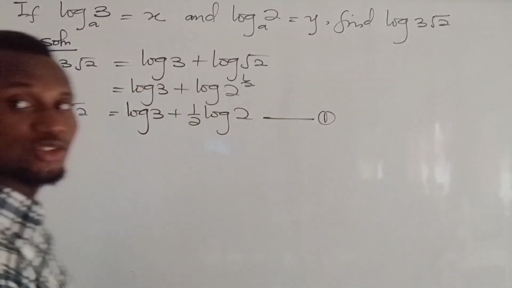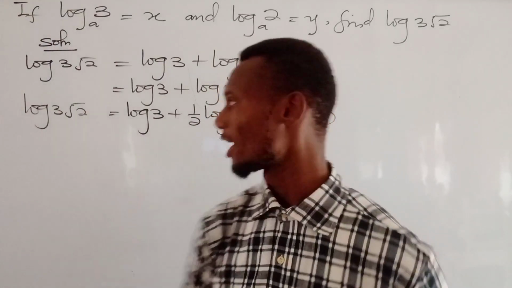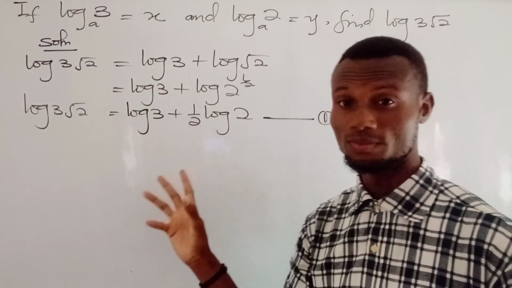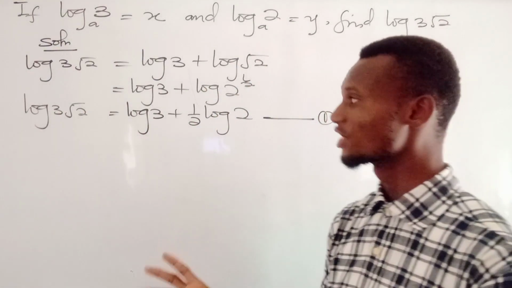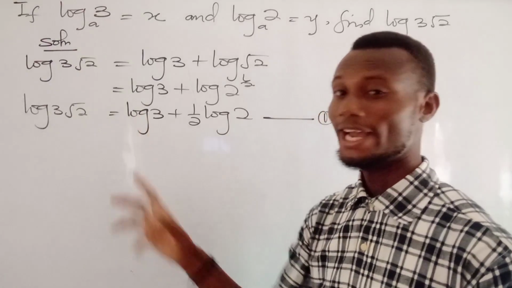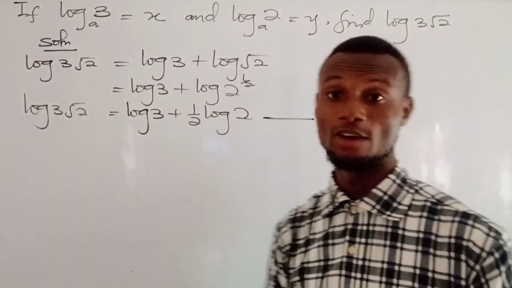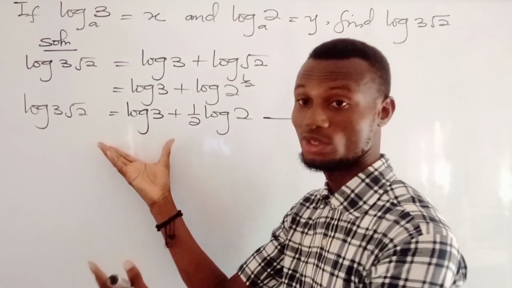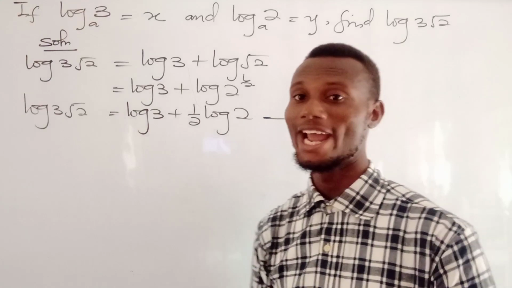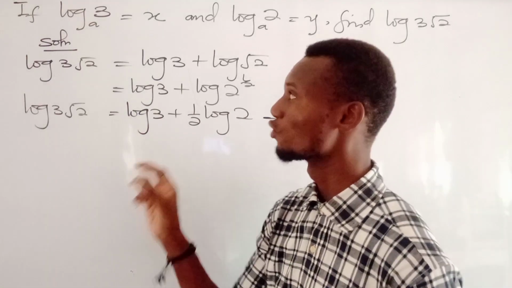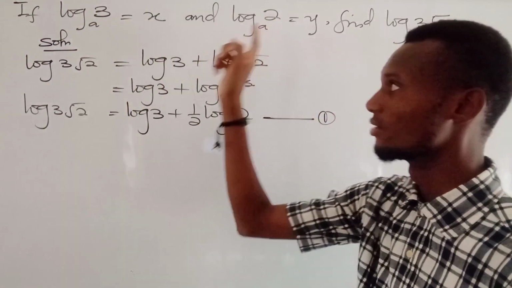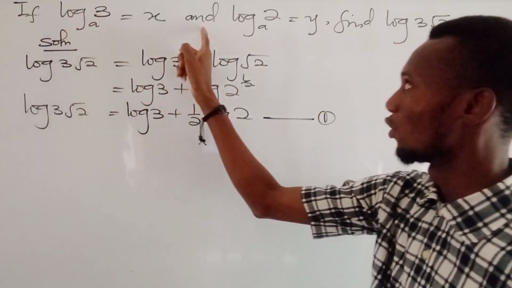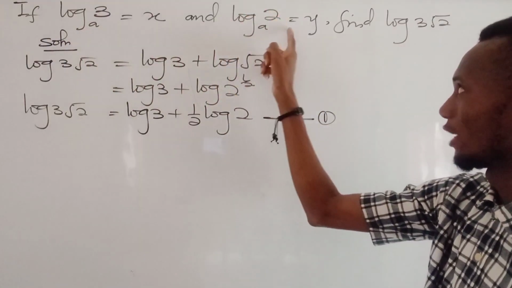Now for us to continue, we need to know the value of log 3 and also the value of log 2, because until we know those values, we cannot substitute them into the equation and solve further. For us to get the values, we have to make use of these two equations given. We have been given log 3 to the base a equals s, and log 2 to the base a equals y.